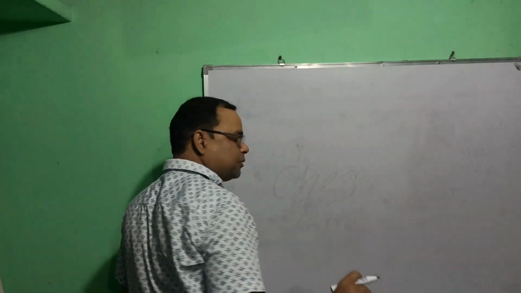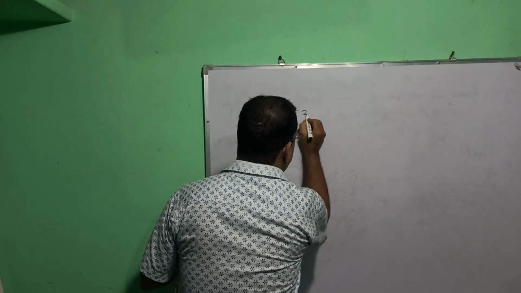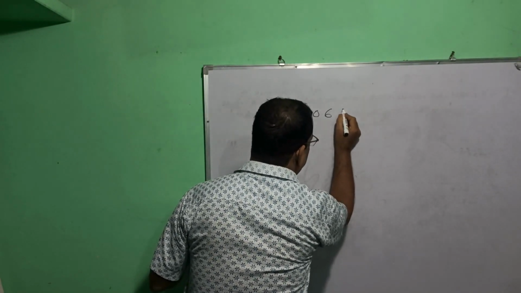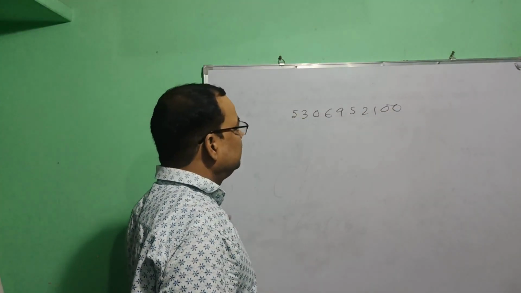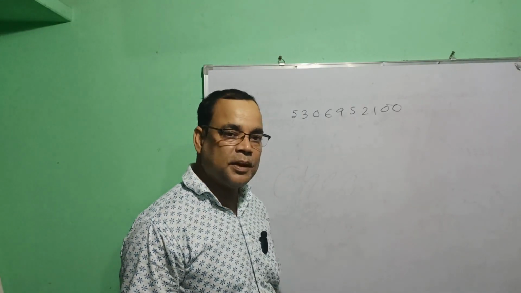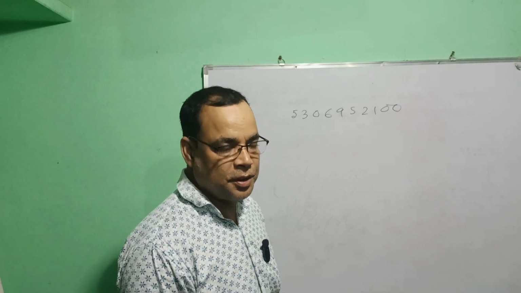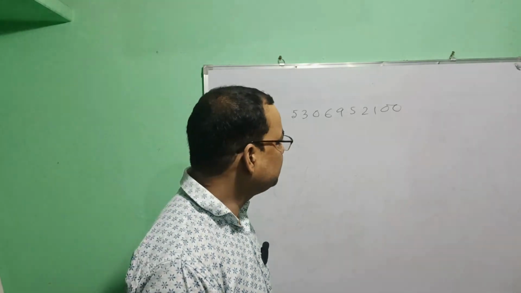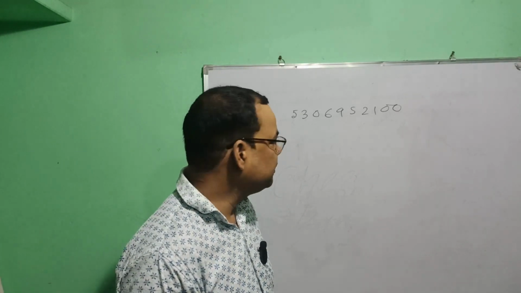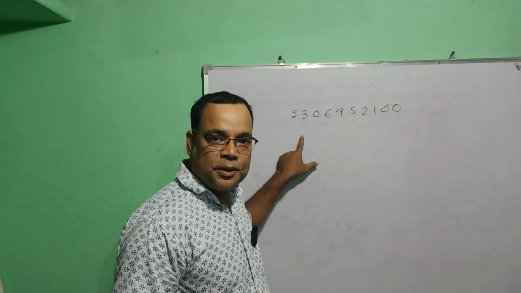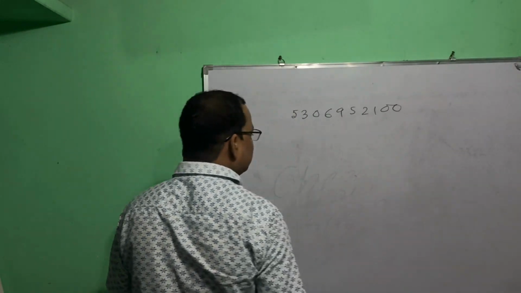First of all, we'll take a big number. Let it be 530695210. It is a big number, and some numbers are bigger than that. Suppose the distance of the sun from the earth, or the population of a nation. These are very big numbers. If we want to write them in our copy, it is very inconvenient. So scientific notation was introduced. So how can we convert it?